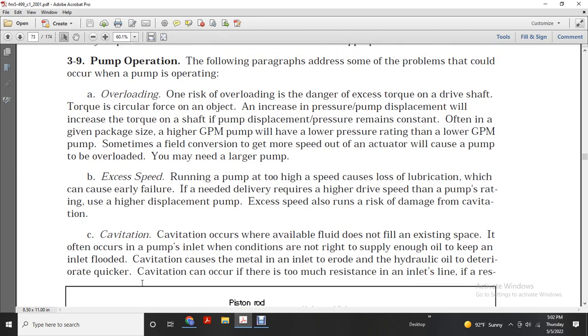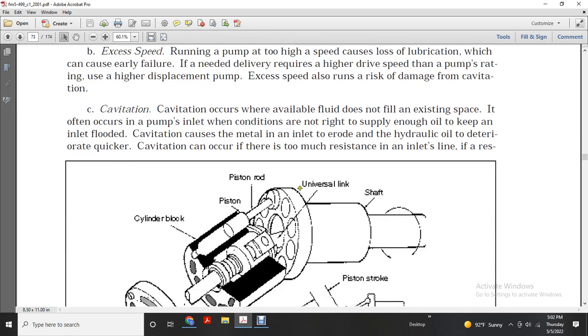Excessive speed. Running a pump at too high a speed causes loss of lubrication, which can cause early failure. You need to deliver within the pump's rating, using a high displacement pump for high drive speed. Excess speed is also a risk of cavitation damage.